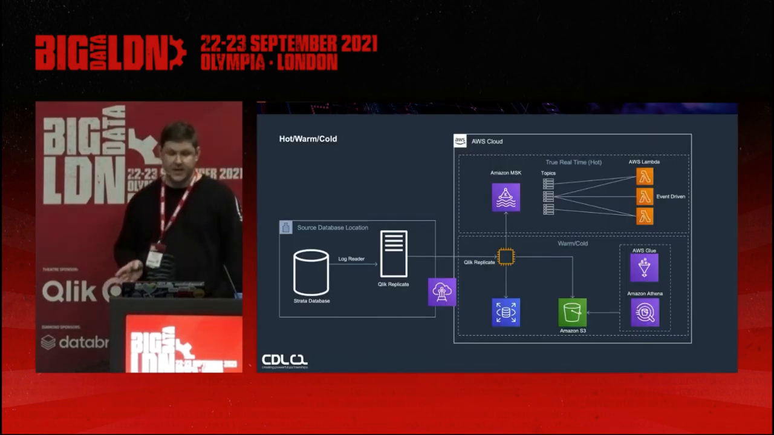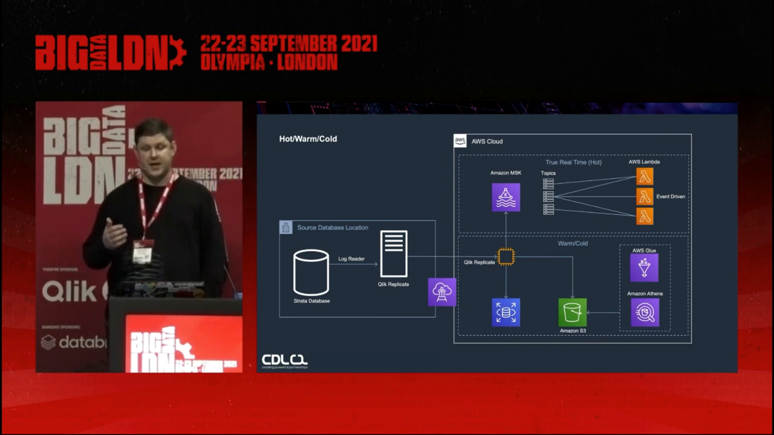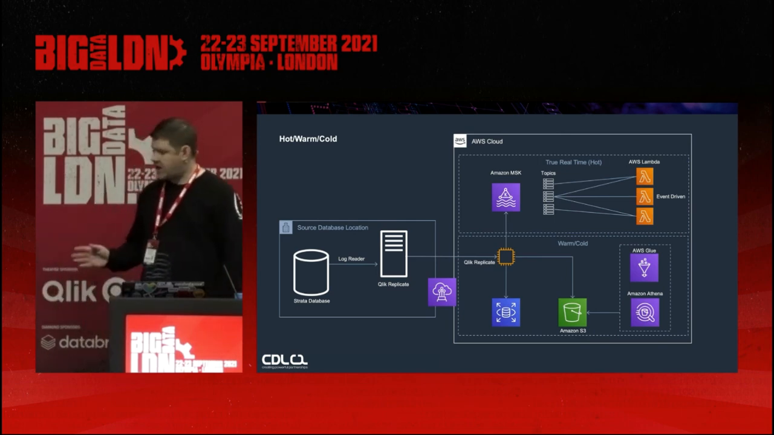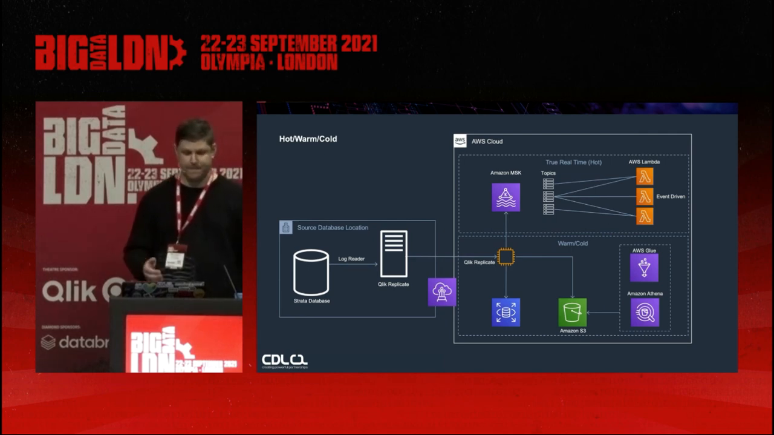This use case for Qlik Replicate is used to take the transactions from, again, relational database systems and push those into multiple destinations providing hot, warm, and cold storage. So with a streaming platform like Kafka, we can have both near instantaneous reporting and also use modern event-driven architectures that respond to events on the stream.